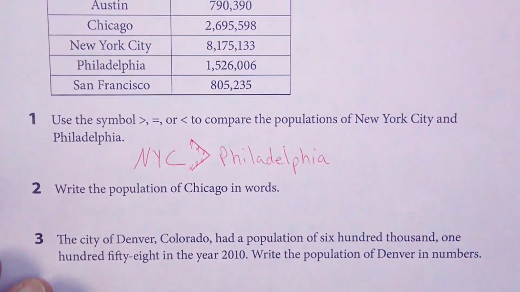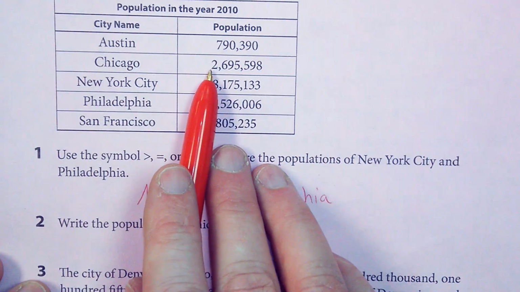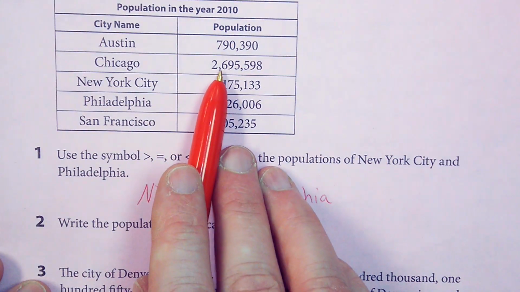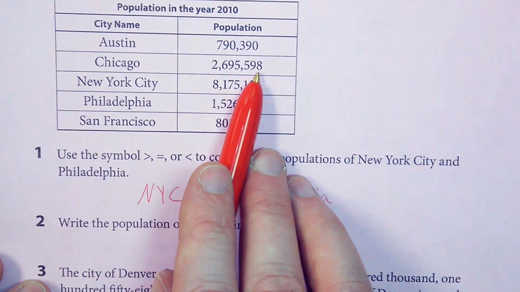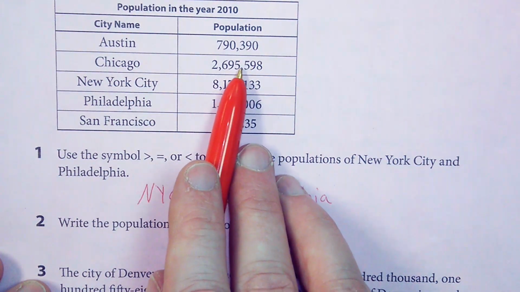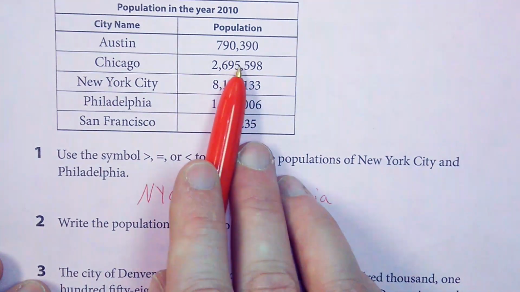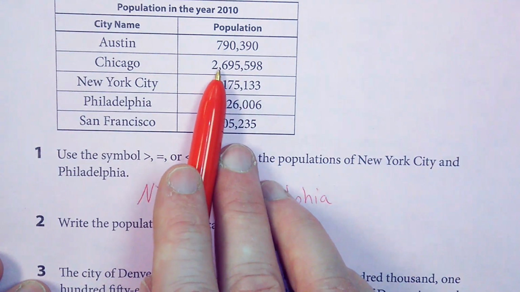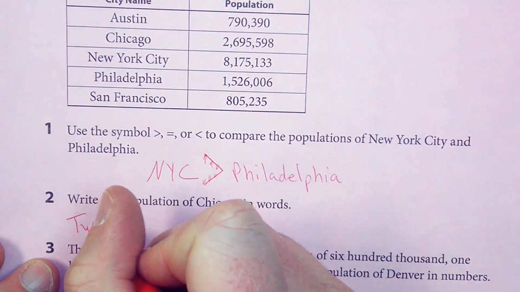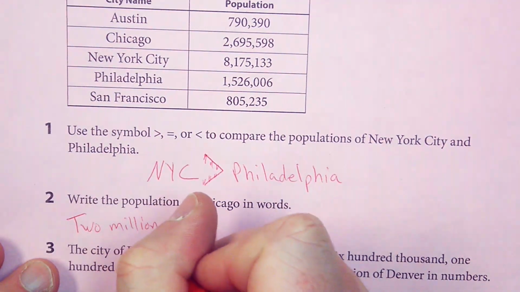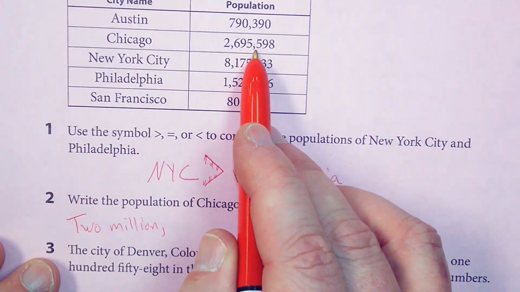Okay? It says write the population of Chicago in words. So you're going to write 2,695,598. Moving from right to left, the first comma I always say is the word thousand. The next comma is the word million. So I would write 2 million. Then put your comma. 695, comma represents thousand.